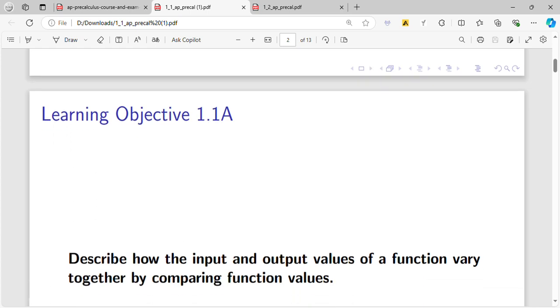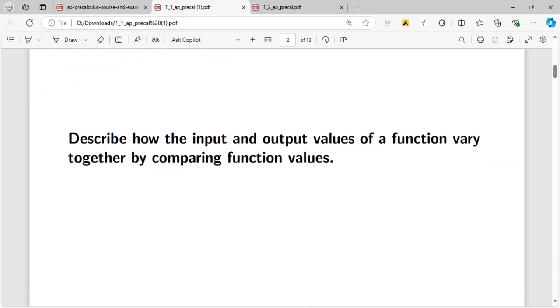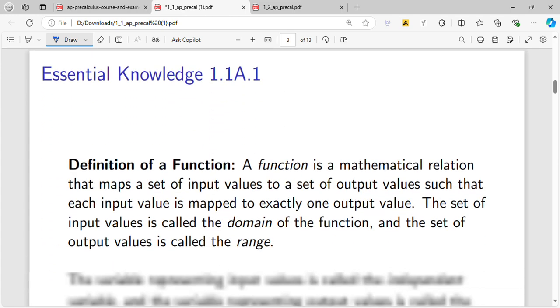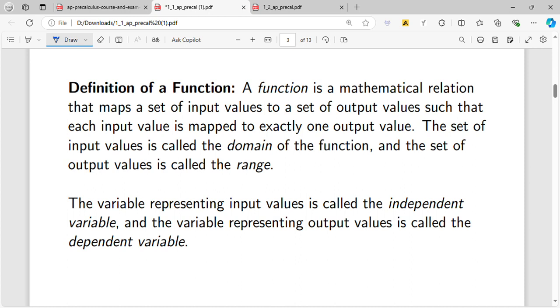So let's start. Our first learning objective is to describe how the input and output values of a function vary together by comparing function values. First of all, let's see what a function is. A function is a mathematical relation that maps a set of input values to a set of output values such that each input is mapped to exactly one output value.